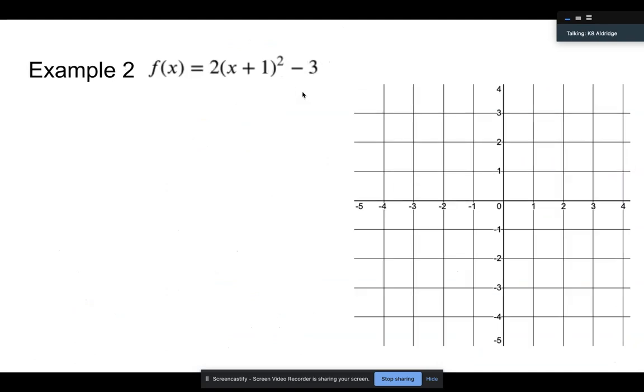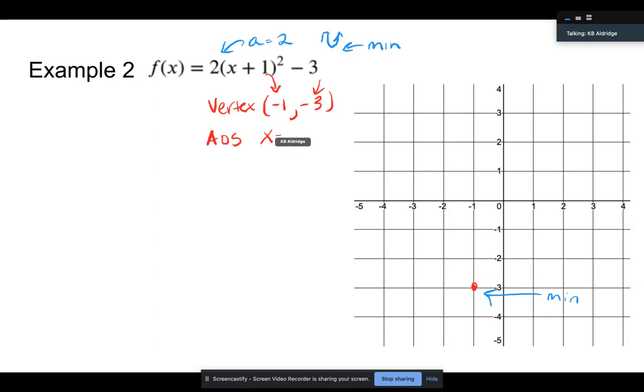Example 2. Well, first thing we do is we identify our vertex. Our vertex is at, remember, it's the opposite, negative 1, minus 3. So negative 1, negative 3. Oh, interesting. Oh, look at that. Our a value is positive 2. So that means it opens up. That means this is going to be a minimum point. Oh, what else do we know? Oh, we know our axis of symmetry is that x equals -1. Sweet.